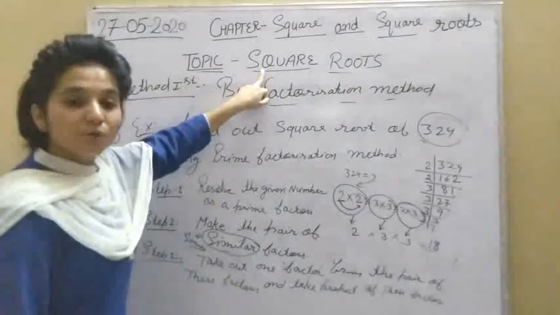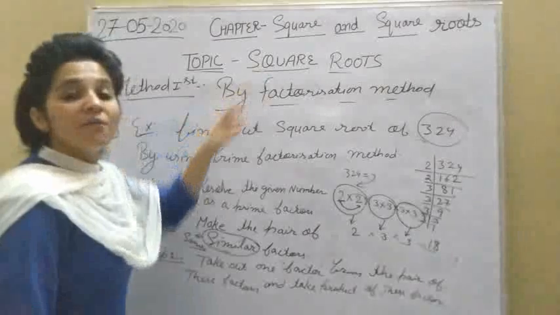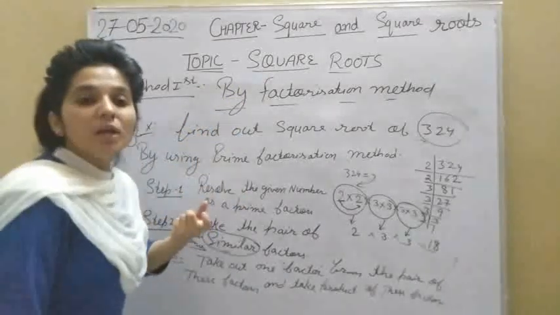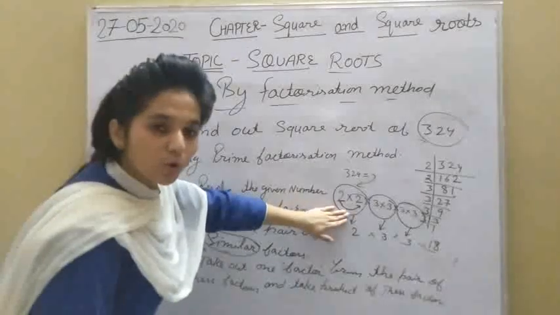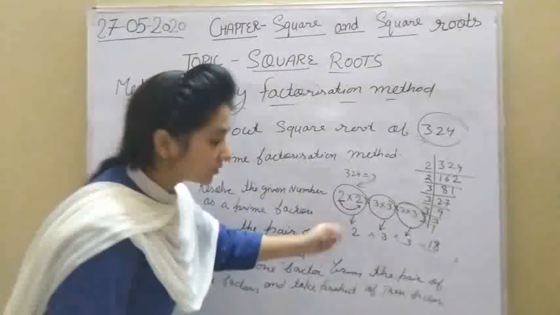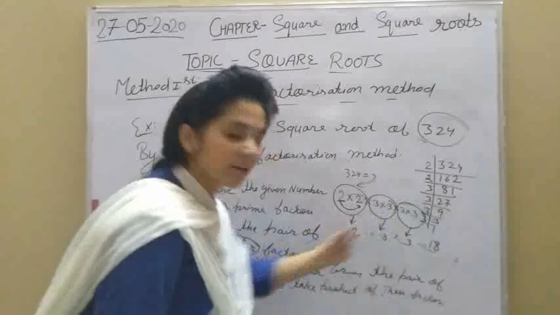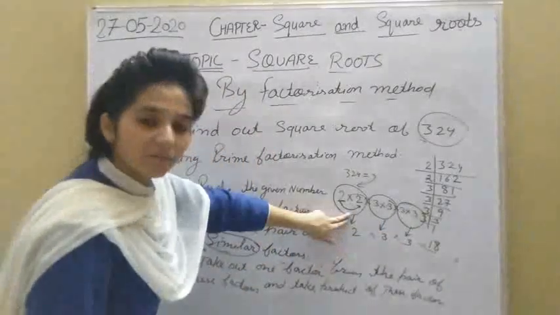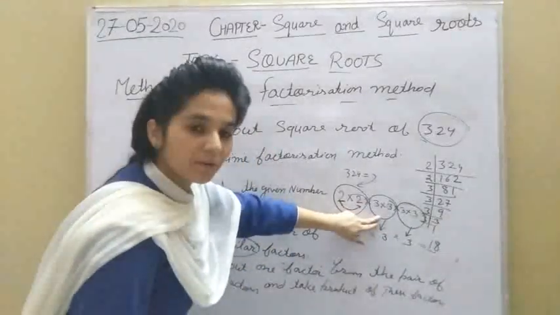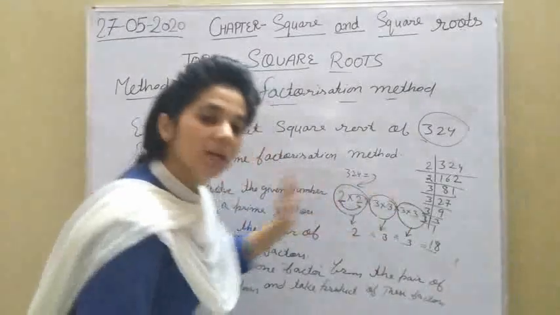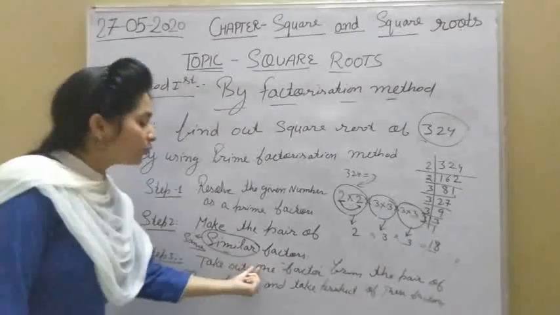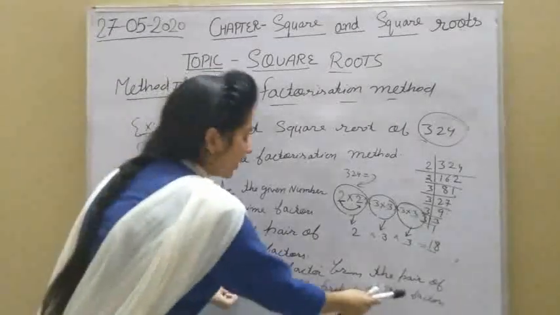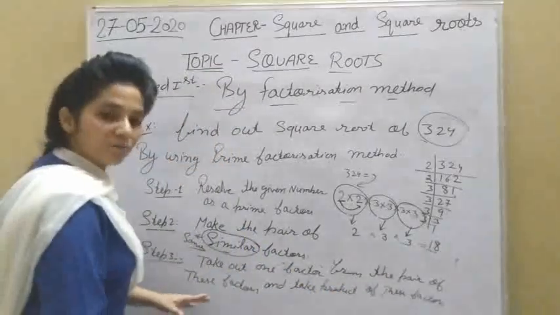Because according to the definition of the square root, we have to find out the two equal pair of the factors. Now we will make the two equal pair of the factors. First factor will be 2 and the second pair will be 3 and third pair will be again 3. After that, take out one factor from the pair of the two equal factors.